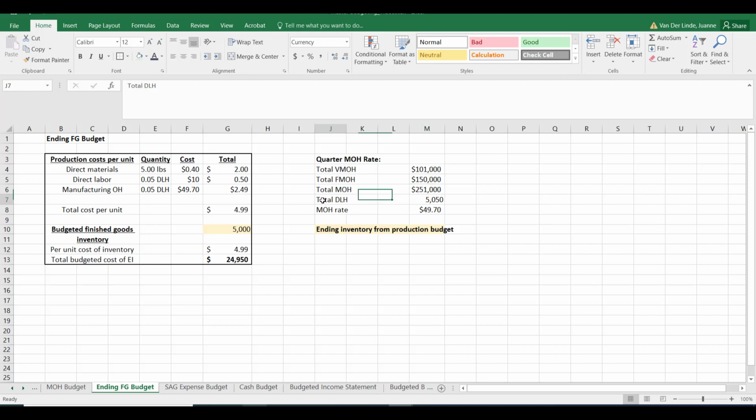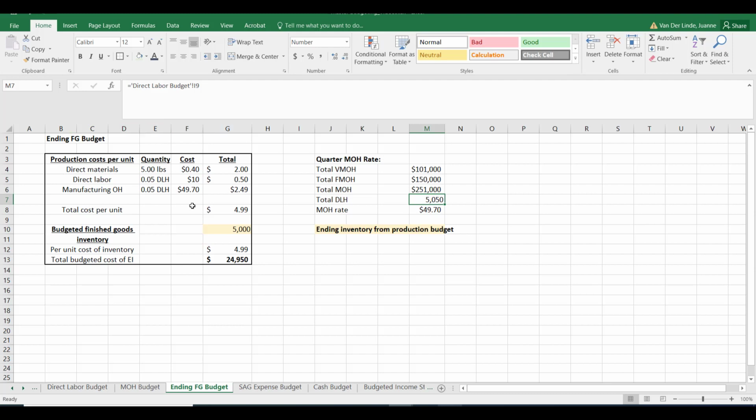The total direct labor hours for the entire quarter is 5,050 direct labor hours, and that figure of 5,050 is coming from the direct labor budget. So that's where we got that from. When we take the total estimated or budgeted overhead divided by the total estimated number of direct labor hours, we get a manufacturing overhead rate of $49.70 per direct labor hour.